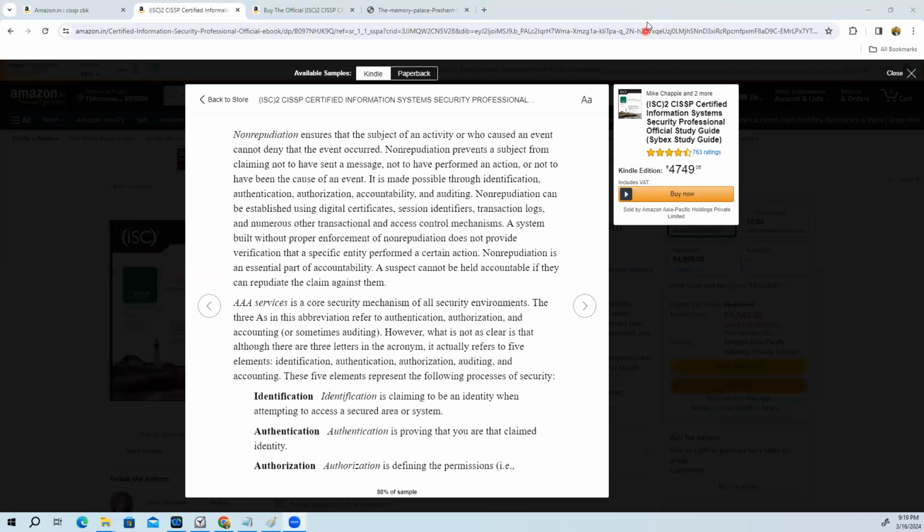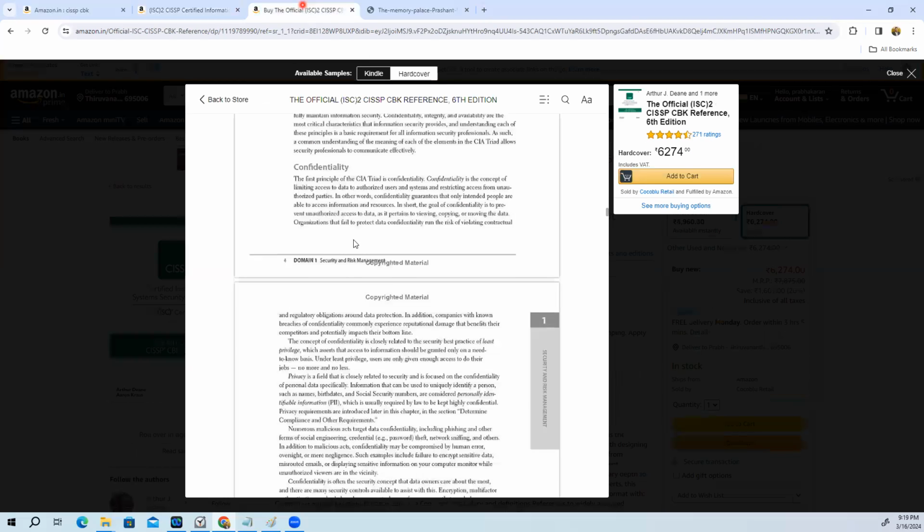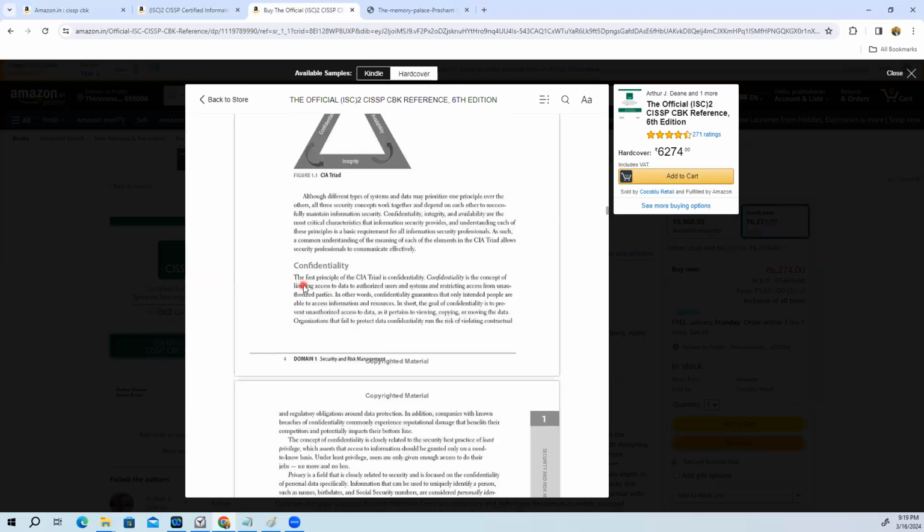Now, the second most important thing you need to refer to, as I said, is another book called the CBK. If you go to the CBK, this is also copyrighted material. See, the first principle of the CIA triad is confidentiality. A question that can be asked in the exam is, what is the first principle? They're giving you the question as a problem statement. So I'm reading the entire statement. In short, the goal of confidentiality is to protect information so that intended people are able to access the resources, in regard to viewing, copying, and moving the data.